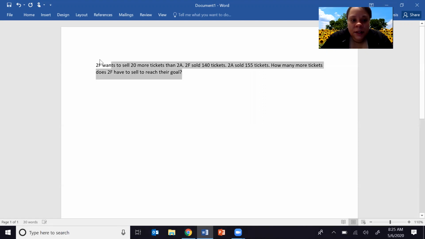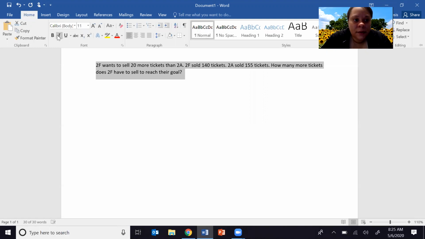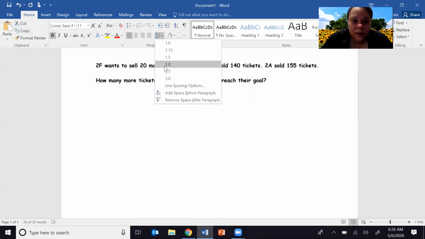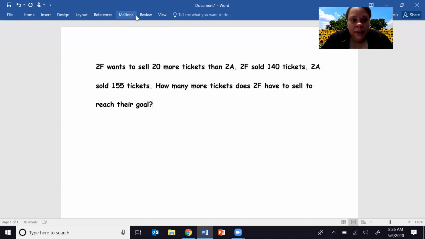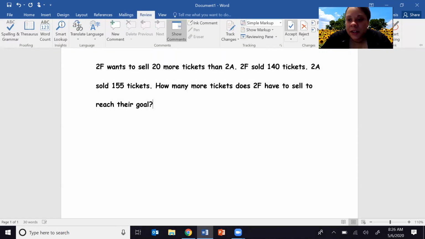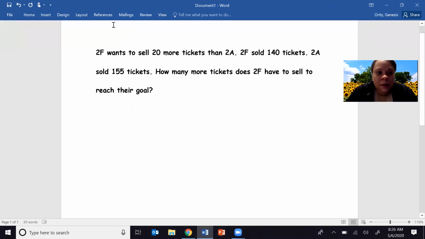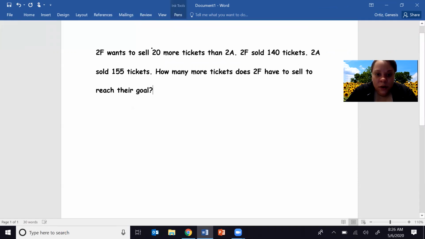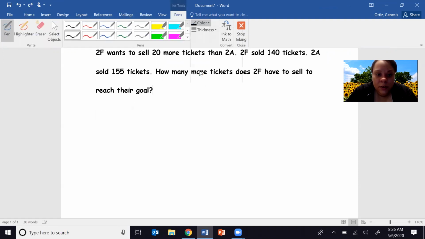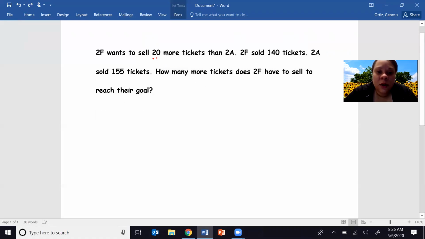Okay, so let's look at this problem real quick. Make this a little more kid friendly so you can see it better. All right, so let's get our pens ready. And I want you guys to try and solve this with me, okay? So I'm gonna use red so you can see it. 2F wants to sell 20 more tickets, right?